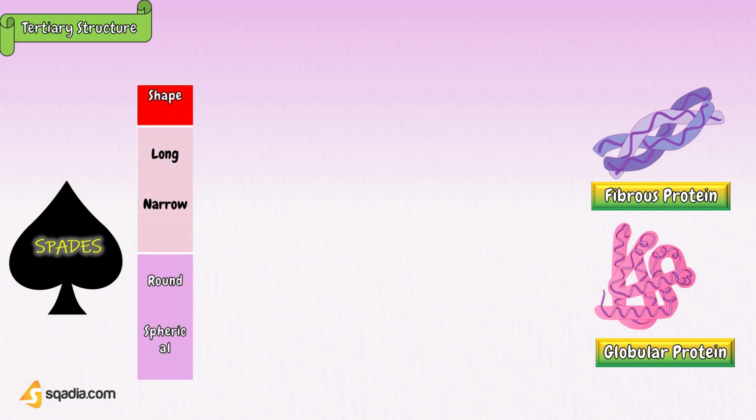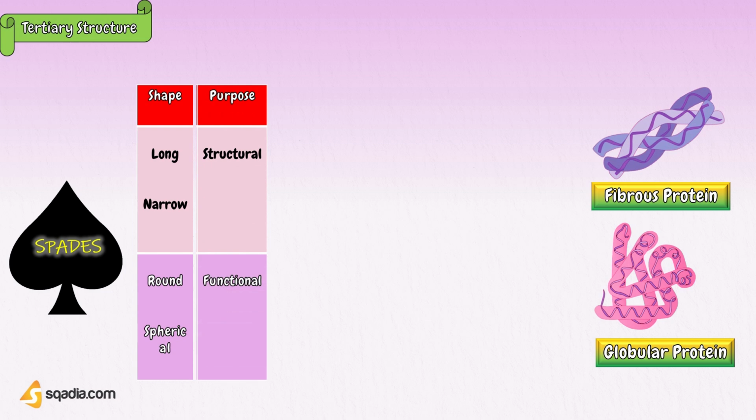You can memorize the difference between these two classes of tertiary proteins with the help of a mnemonic: SPADS, or simply SPADES. The shape of the fibrous protein is narrow and long as compared to the round and spherical shape of globular proteins. Fibrous proteins are found more as structural proteins, such as those of the protein channel of the cell membrane, as compared to globular proteins that mostly act as functional proteins.